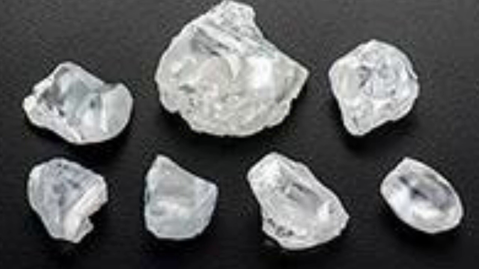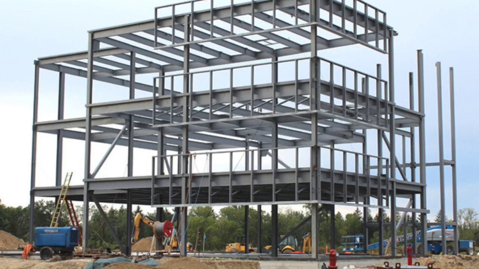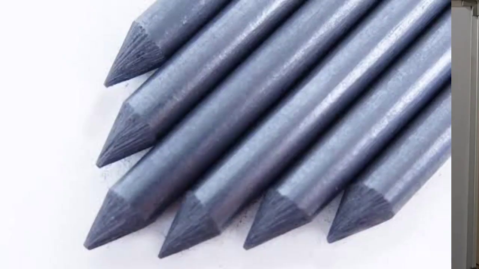Now, the seventh property is the strength. Metals are usually strong. They have a very high tensile strength. That's why they are used for making bridges, buildings, ships, aeroplanes, etc. As you can see in the picture. For example, iron is having a high tensile strength and steel also. Non-metals are not so strong. They have a very low tensile strength. For example, lead is having a very low tensile strength. As you can see the lead in your pencil, which can be easily broken by applying some pressure.